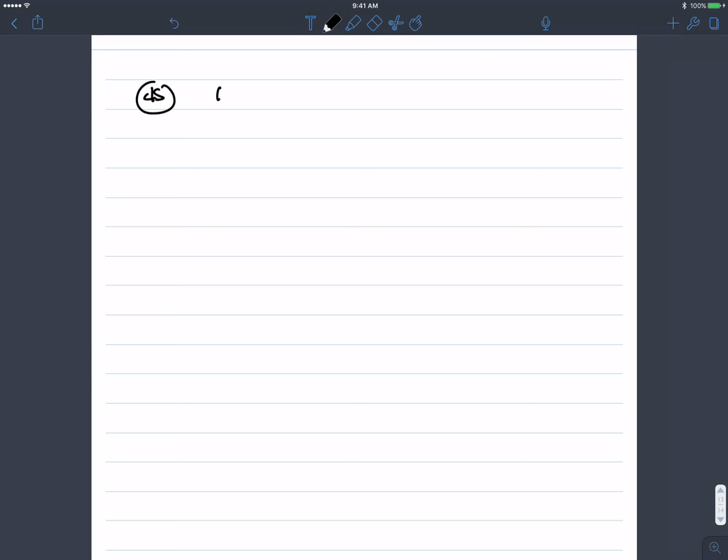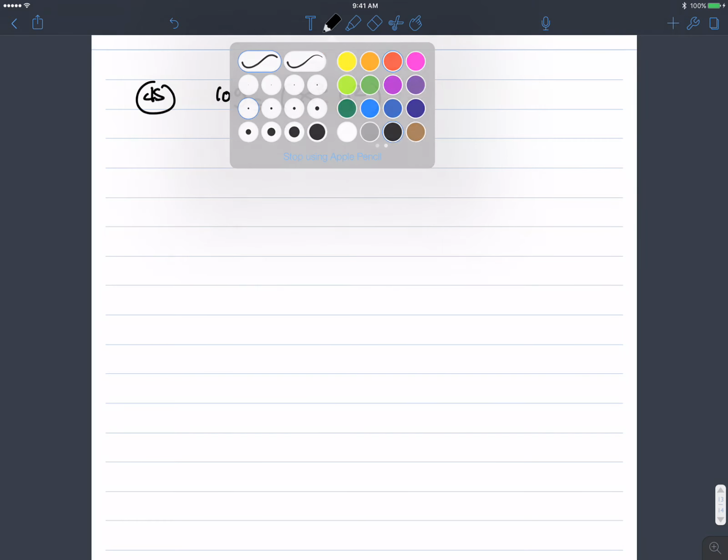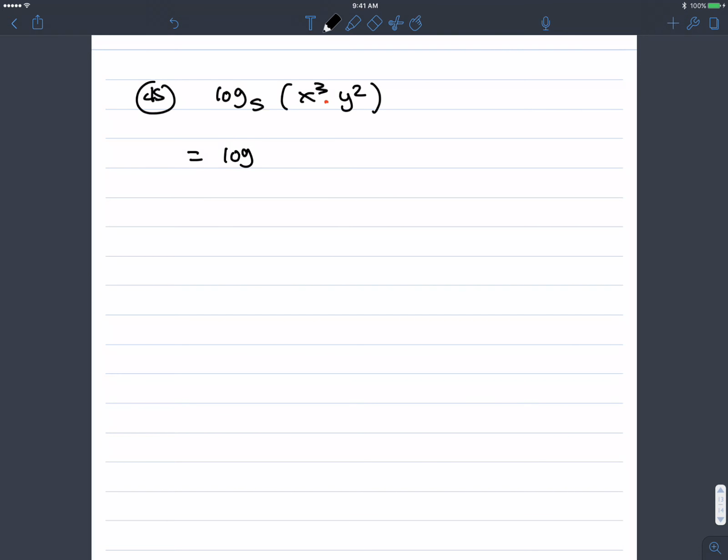45. Log base 5 of x cubed y squared. I want to point out again, there's a product here between the two terms. So we're going to use the product rule. The product rule says I can write my log base 5 as a sum. So when you have a product here, we can write our log separately with a sum.